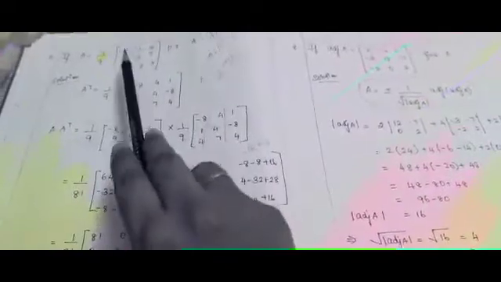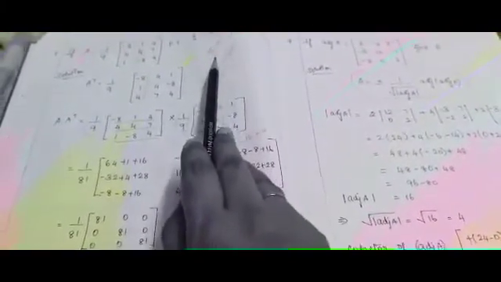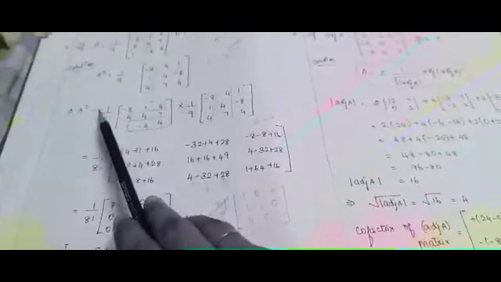Alright. So first A transpose I'm finding. So A transpose is nothing but changing the rows into columns. So I've changed the rows into columns. After that I'm going to multiply my A transpose with A. So A transpose with A, if I multiply, I'll be getting the answer like this.